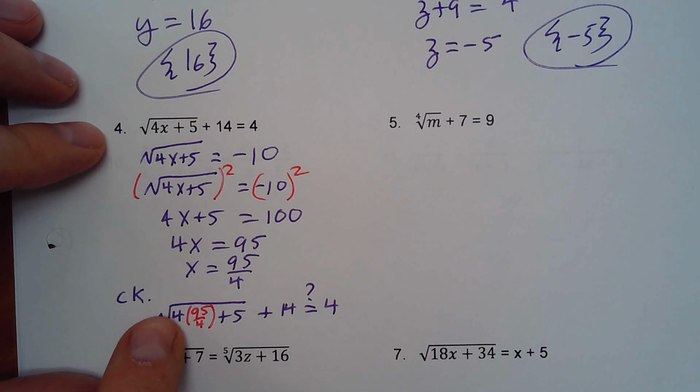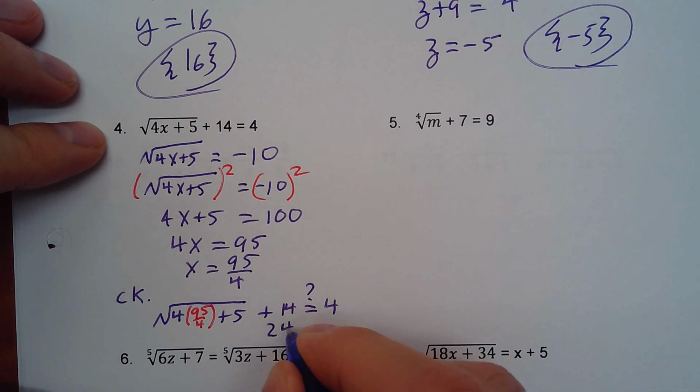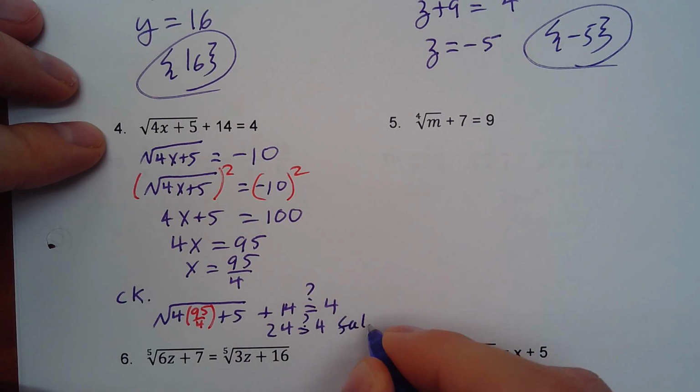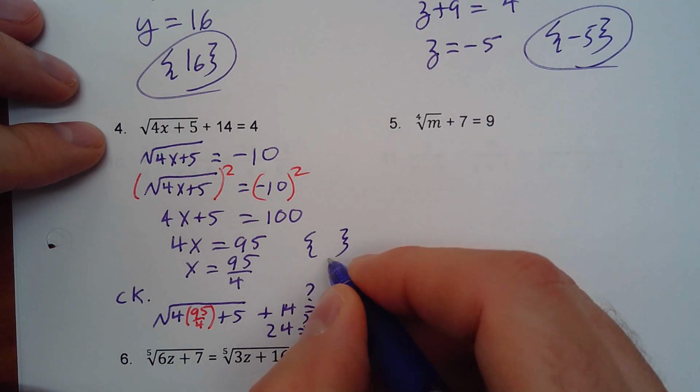Let's see if we can do it by hand. The 4's divide out. That'll give me 95 plus 5 is 100. Square root of 100 is 10. Plus 14 is 24. So you get 24 equals 4, and that would be false. So that means this problem has no solution.